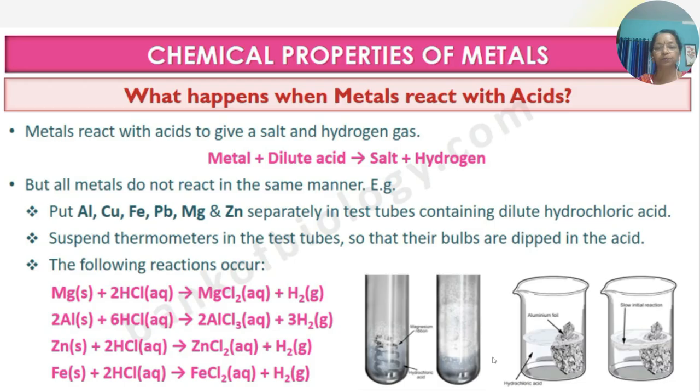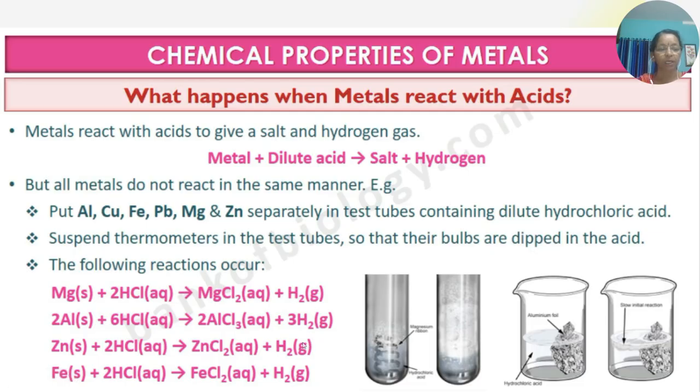Now, what happens when metals react with acids? Metals react with acids to give salt and hydrogen gas. But all metals do not react in the same manner. For example, put aluminum, copper, iron, lead, magnesium, and zinc separately in test tubes containing dilute hydrochloric acid. Suspend thermometers so that the bulbs are dipped in the acid. The following reaction occurs. If you take all these metals, magnesium, aluminum, zinc, and iron react with the hydrochloric acid, producing hydrogen gas.